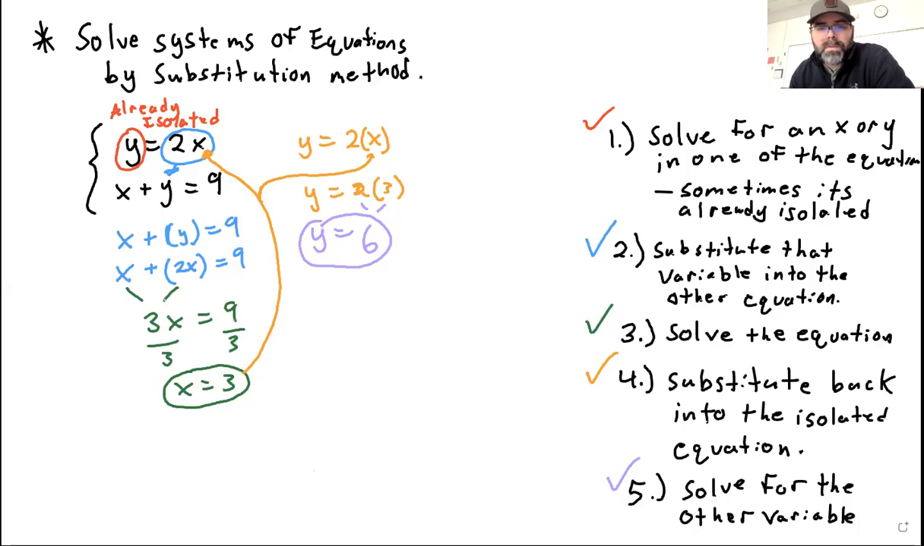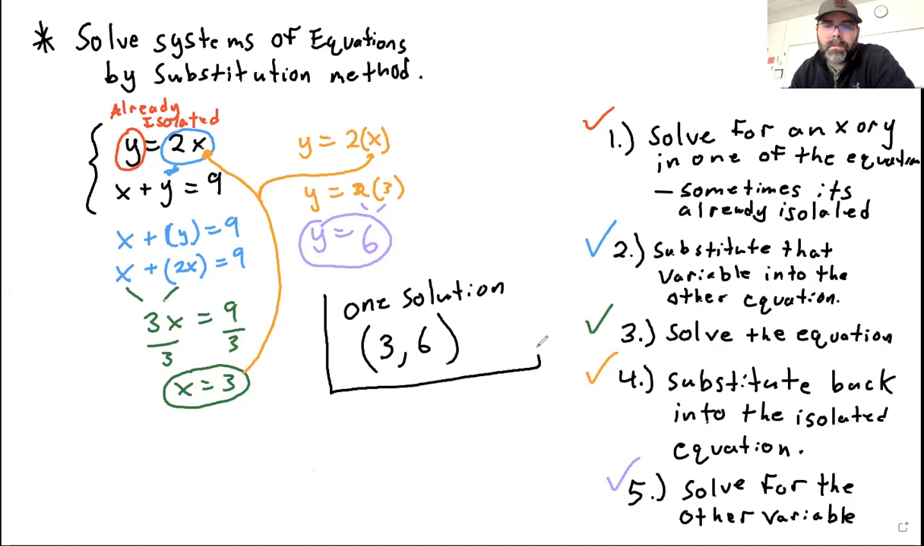Now we're going to write our solution like this, as an ordered pair with x coming first and then y coming second. And next to that somewhere, you're going to write one solution. And you might say, well, how is it one solution if there are 2 numbers? What I mean is it's one point of intersection. There's only one x and y combination that solves for this system of equations.